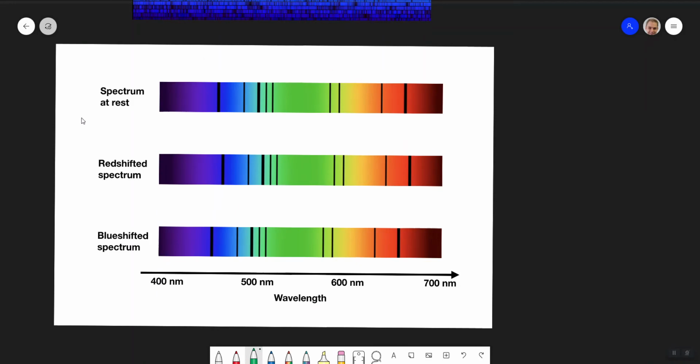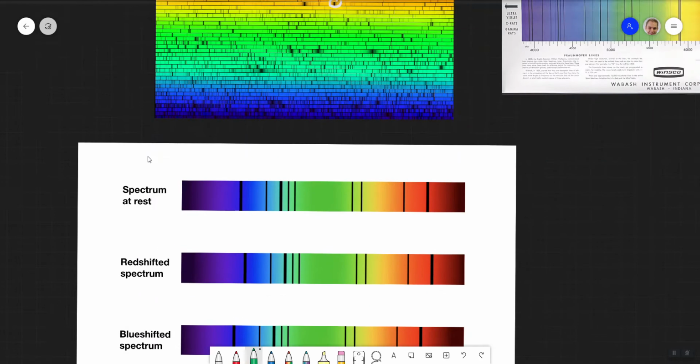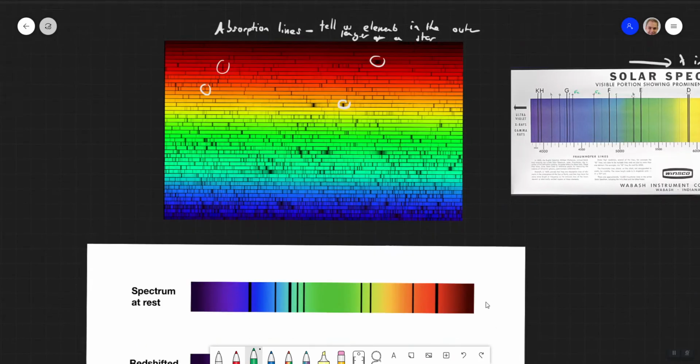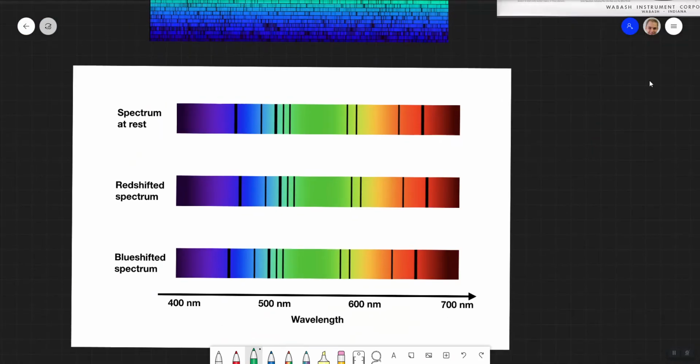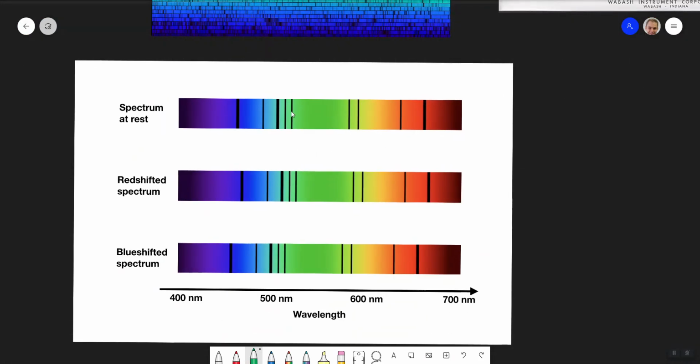So this is a star that's at rest. We have a certain number of lines, and these diagrams in an exam will always be simplified. There's only ever going to be a few lines on there. There won't be very many. It certainly won't look like this, because that's a nightmare, and so is this. So it's going to be a simplified idea.